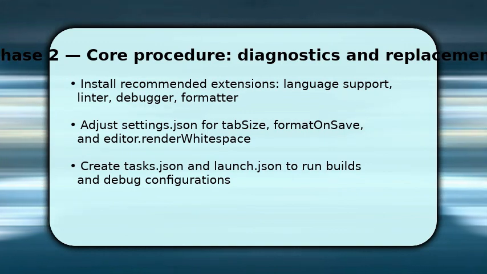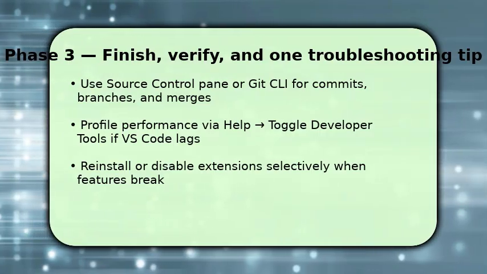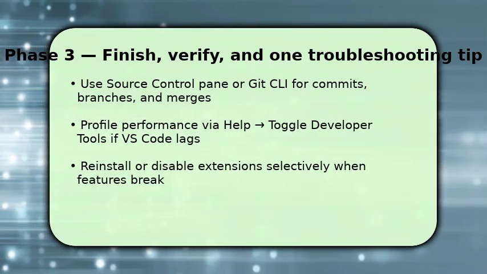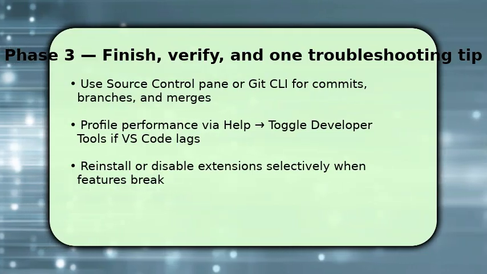Finally, integrate version control and finalize your workspace layout. You should use the source control pane or Git CLI to commit, branch, and merge changes. This keeps work safe. Pin frequently used files, adjust the panel layout, and set keyboard shortcuts.